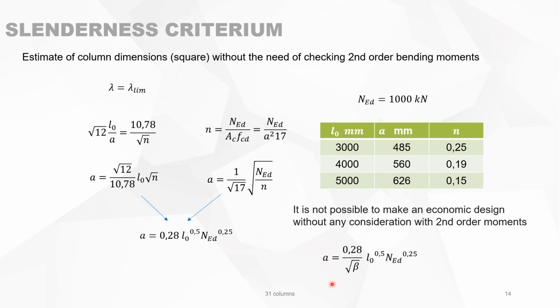And we do that by adopting this formula, dividing by the square root of beta, and beta is the number of times that lambda limit is superseded. So this is a choice of the designer. You can choose that, and commonly we will use 4. We will exceed lambda limit 4 times. So you have to take slenderness into consideration, but then you will have an economic design of the column.